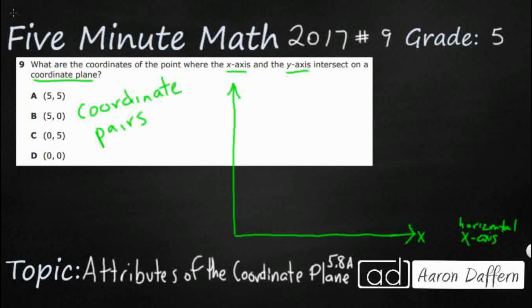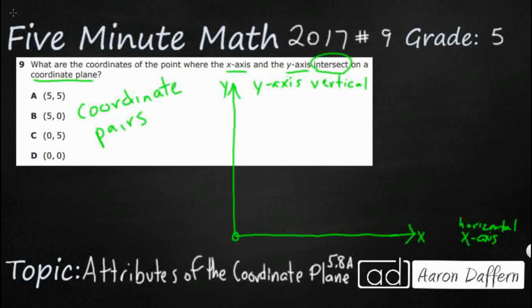And then usually somewhere on the very top of our y-axis is going to be just a little tiny y. Usually it's in italics. This is our y-axis, and as you can see, it is vertical. Now what we need to see here is, where do they intersect? Well, they intersect right down here.